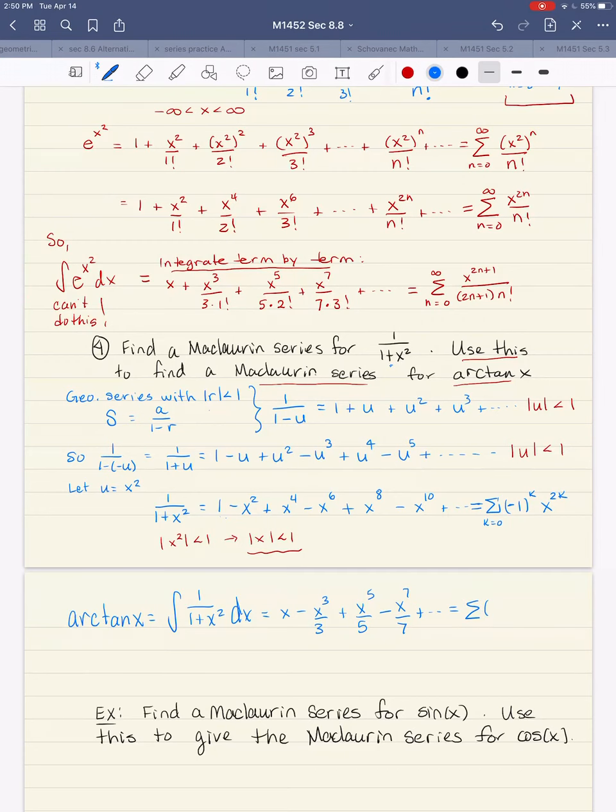Or I can go to the general term. I'm going to have a negative 1 to the k. Integrate that, and you get x to the 2k plus 1 divided by 2k plus 1. So notice that when k is 0, I get negative 1 to the 0, which is going to be a positive 1, x to the 1 over 1. When k is 1, I get a negative sign, x to the 3 over 3. And so there is the power series expansion for the arctangent of x. It has the same interval of convergence. It converges for the absolute value of x less than 1.